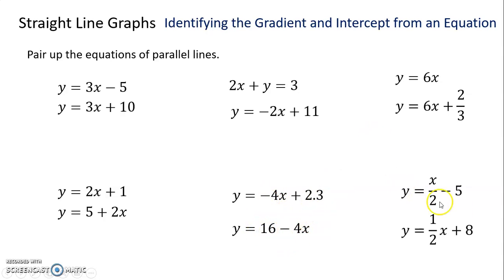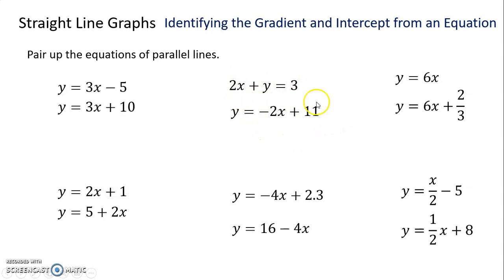These here, this might say x over 2, but that is the same as a half of x. So x divided by 2 is the same as a half of x. So these have a coefficient of a half and therefore are parallel. And this has an intercept of 0 because it's plus 0, but the gradients are important here, not the intercepts, and they're both 6.